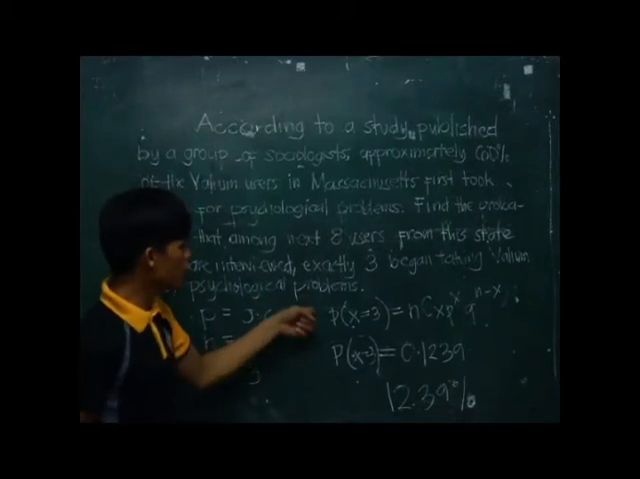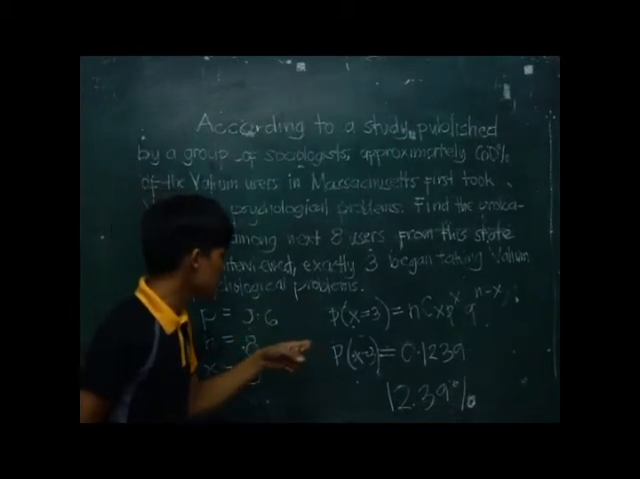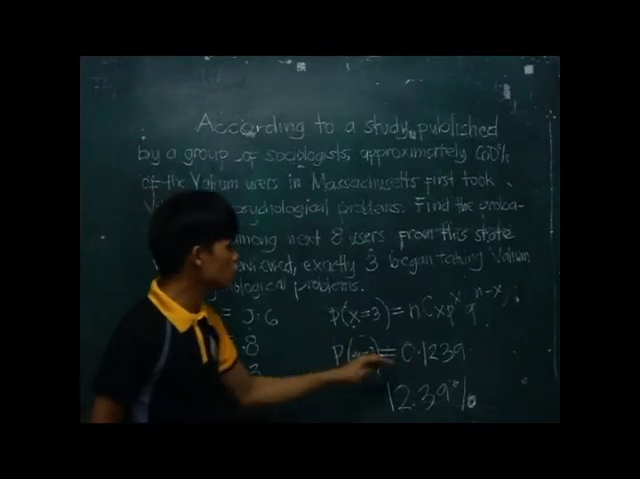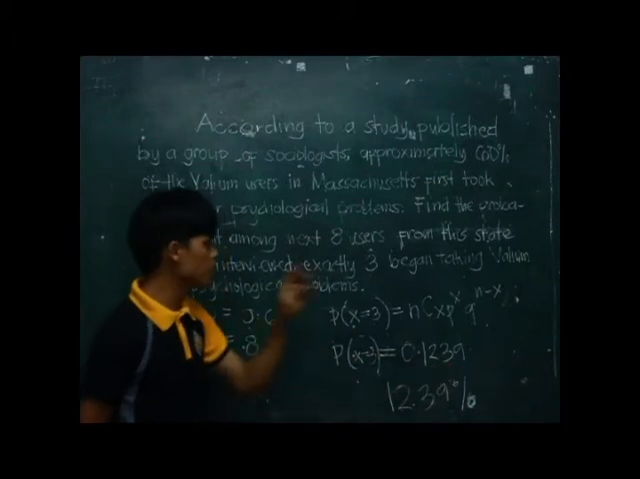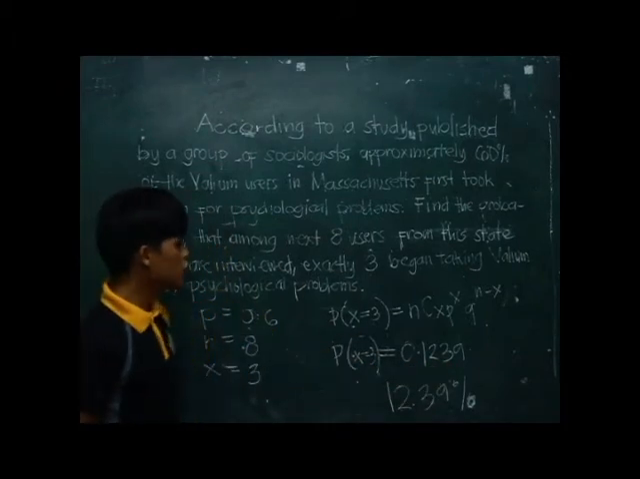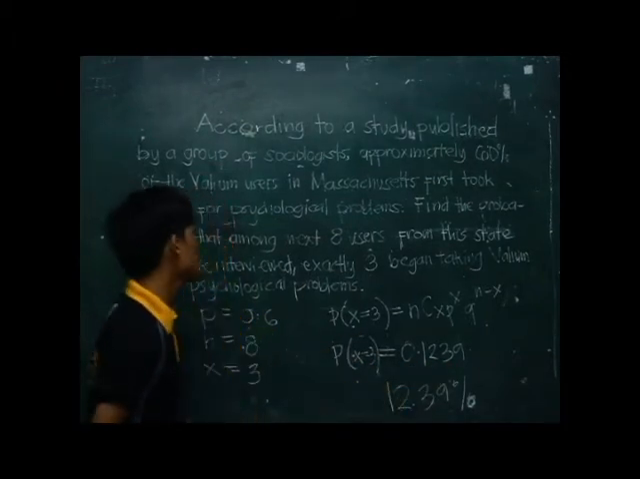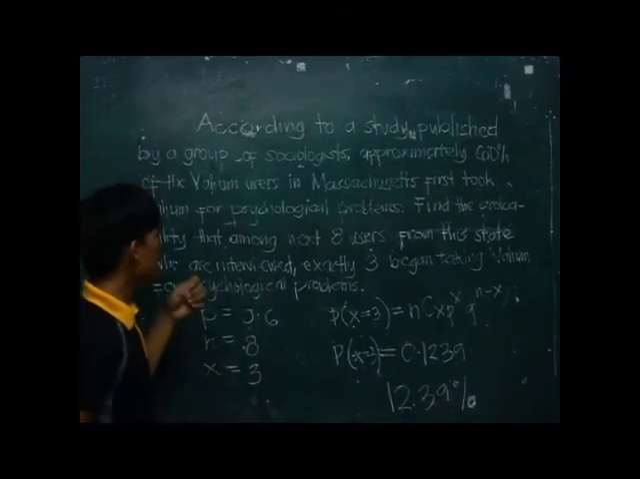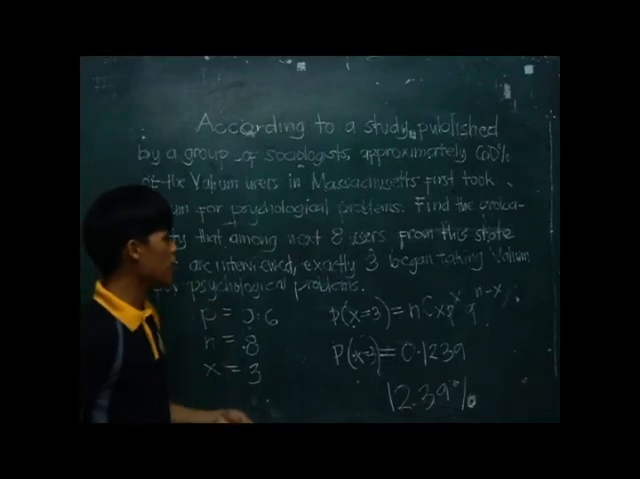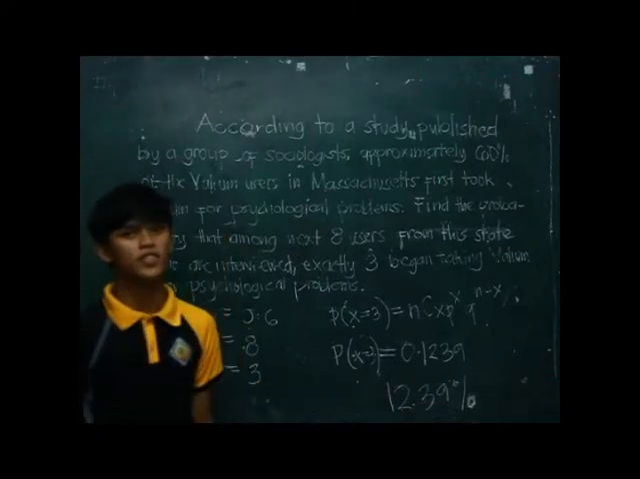So right after inputting these values, we can solve for a final value and get 0.1239 or 12.39%. So the probability that among the next 8 users from this state who are interviewed, exactly 3 began taking Valium for psychological problems is 12.39%. So that's all. Thank you.